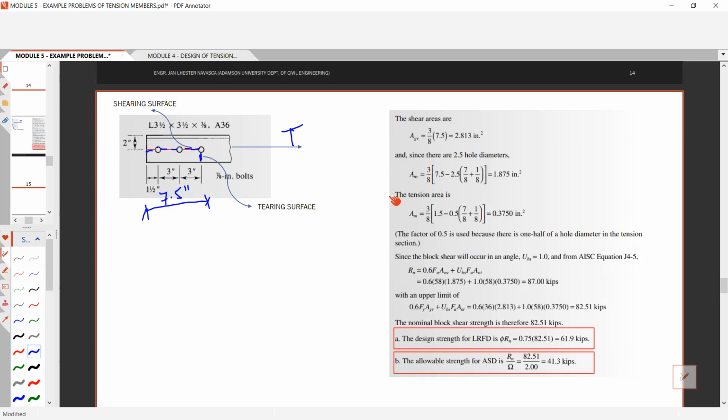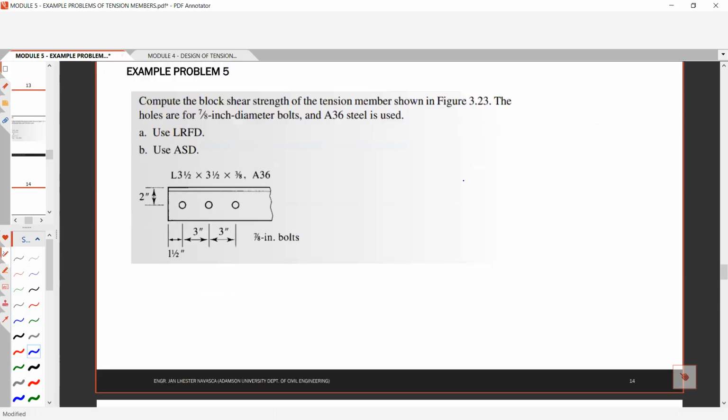Then, what is your tension area? The tension area is this one, where you have 0.5 hole, or 1/2 hole. You have your total tension length minus 0.5 hole, and you get this distance. So how do we solve for that distance? Again, I have an L 3 1/2 by 3 1/2 by 3/8. So this is 3 and 1/2, this is 3 and 1/2, and this is 3/8.